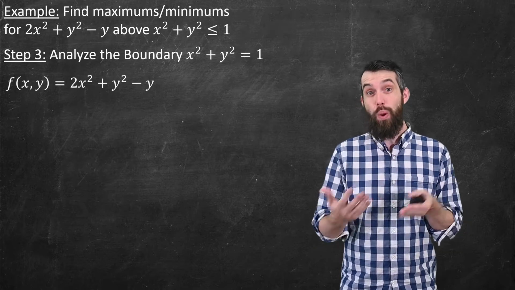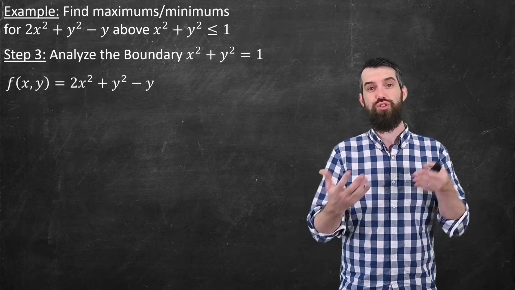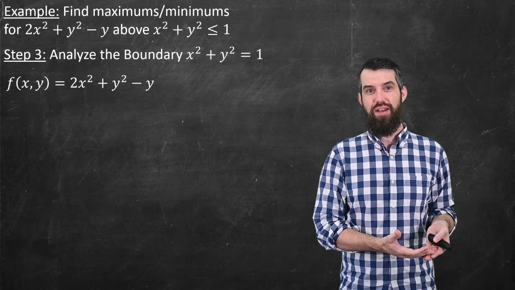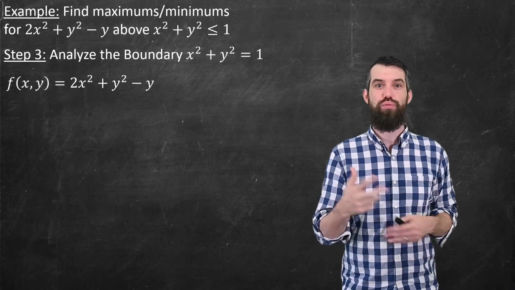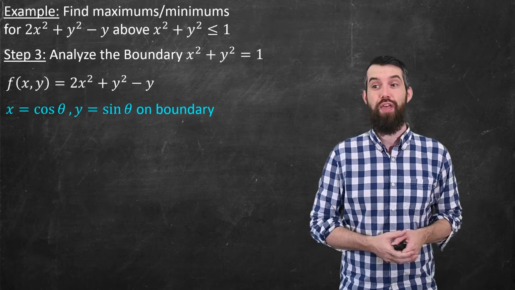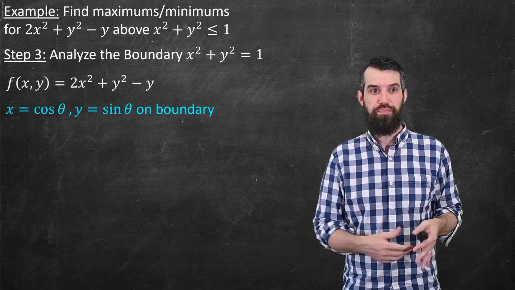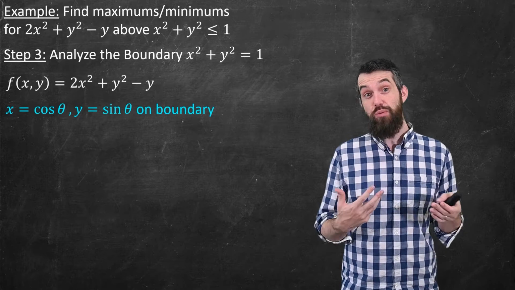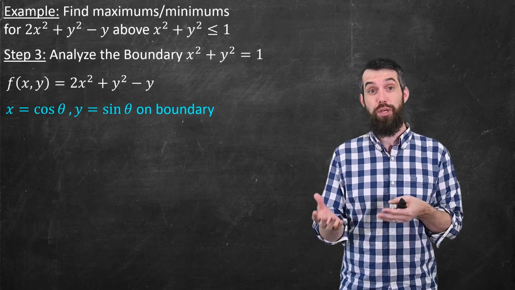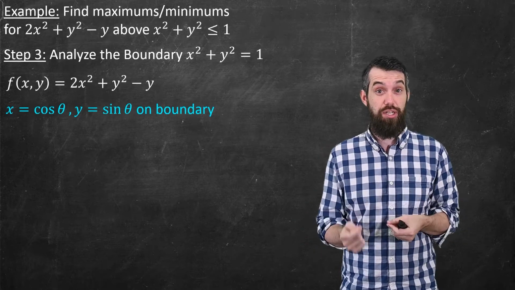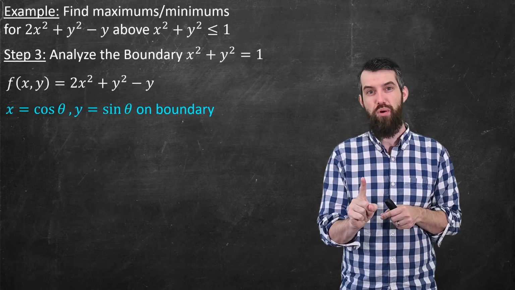And the first way I'm going to do it is try to parameterize the boundary. A circle has a very natural parameterization using the angle theta. I can say x is cos theta and y is sine theta along the boundary. Depending on what your boundary curve is, you may want to use some other parameterization, but it's really nice if you can express it in terms of one parameter. I'll show you why in a moment.